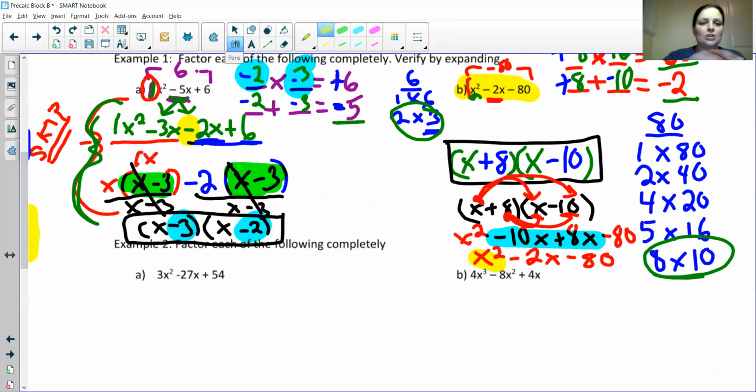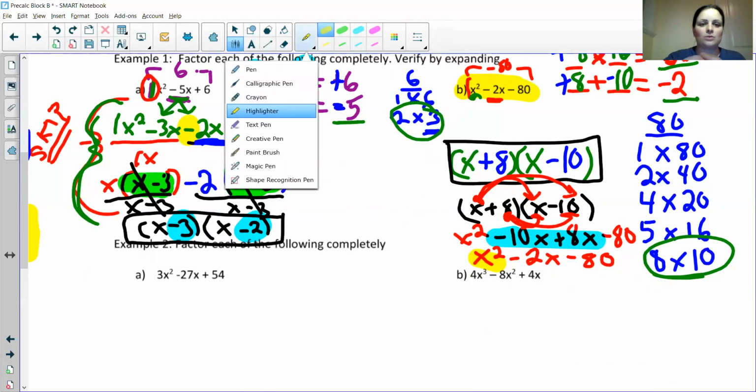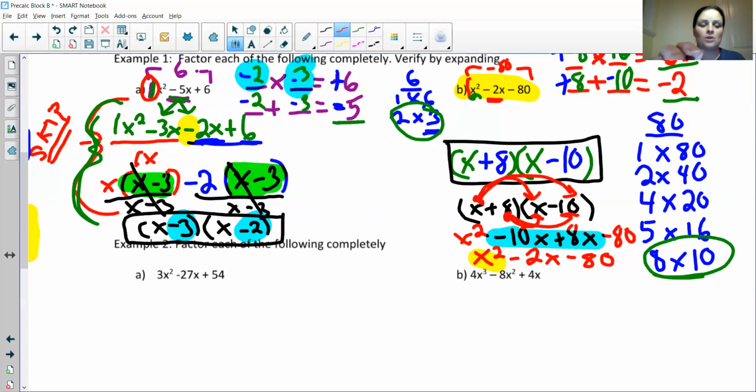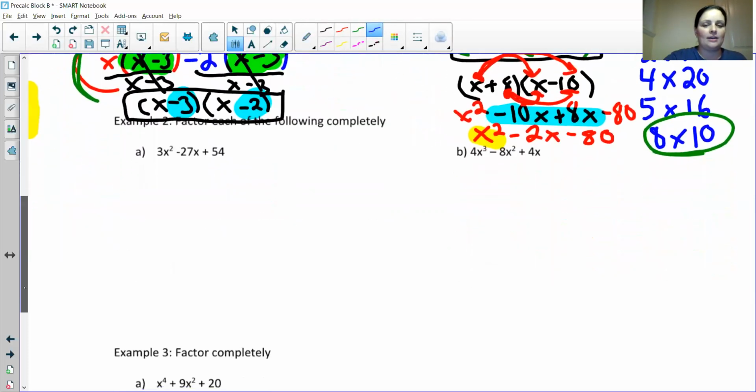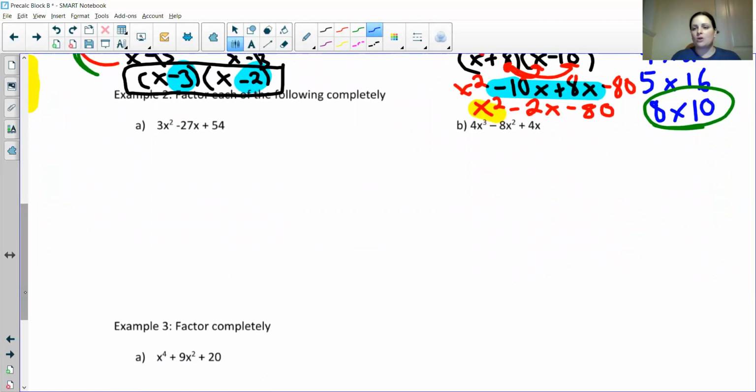All right, so we're going to look at a different kind of thing. So remember when I said you always look to see if you could factor the 3 terms first before you do something? Example 2 is all about that. Okay, so if we look at 3x squared and negative 27x and 54, they don't all have x's, so you can't factor x out, but just look at the numbers.